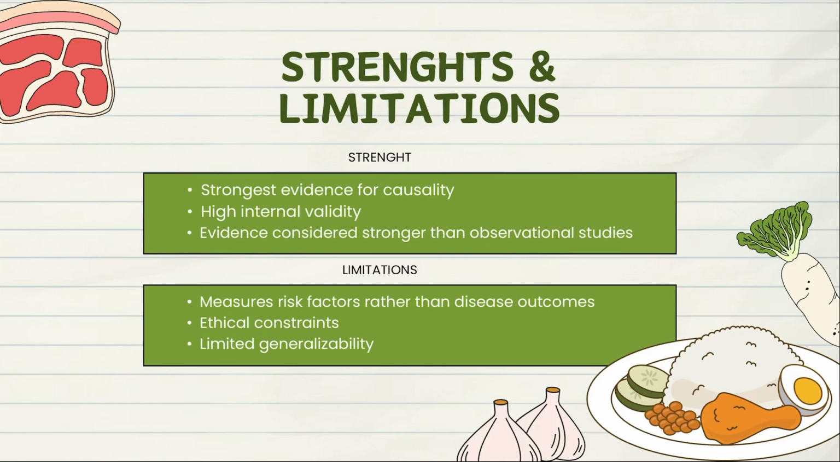Despite their strengths, RCTs have limitations as well. One of the limitations being their limited generalizability due to the strict study conditions, which may not always reflect real-world populations. They can be expensive and complex to conduct, and in addition, ethical constraints sometimes prevent researchers from randomly assigning specific exposures.